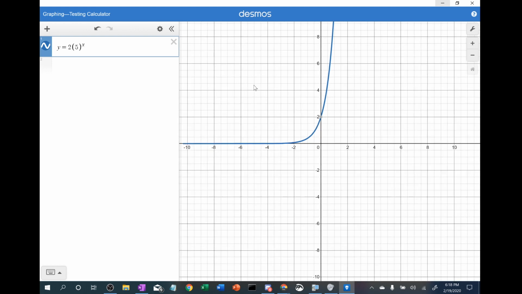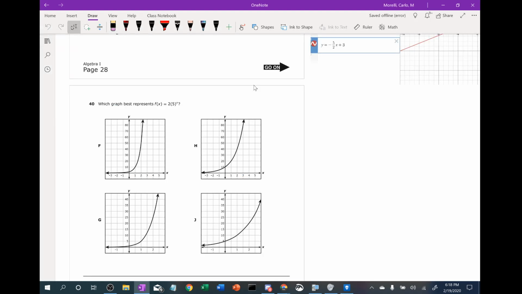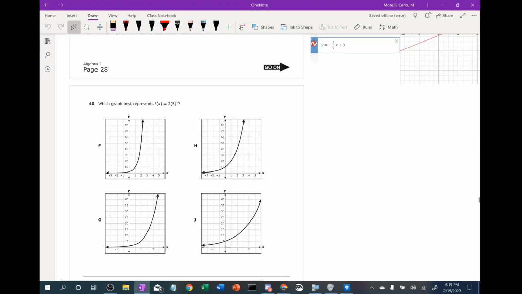Alrighty. We need to zoom out a little bit and just start checking which one of these looks more like it. So according to this graph, F is passing through 1, 10. Okay, so let's see if 1, 10 is accurate. Yep, looks pretty accurate. Down here, it's passing through 1, 5 on G, and so that's how I would know the answer would be F.